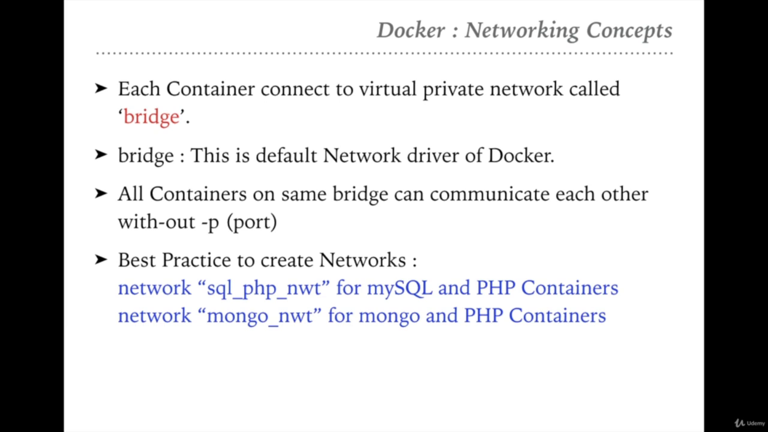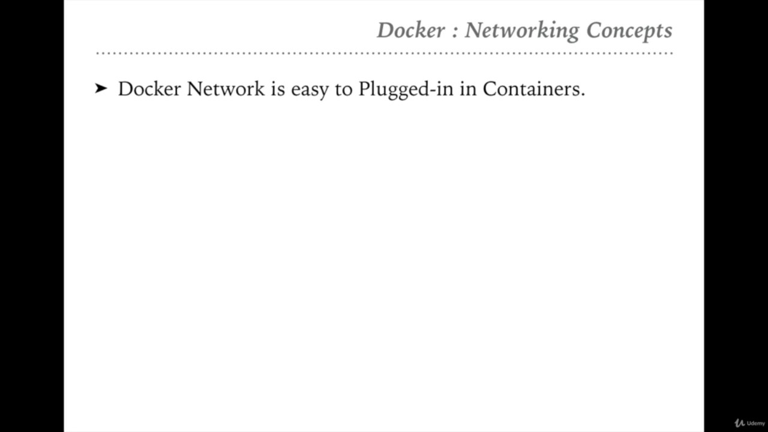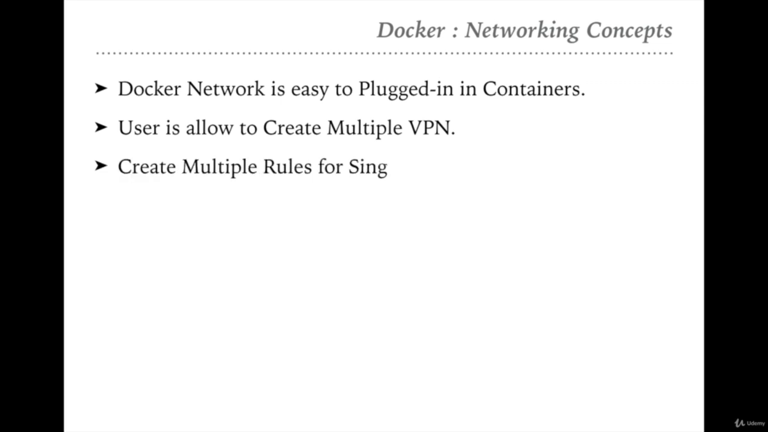So over here, we are providing security to my containers. We are defining the rules and the policies, how the containers will communicate to each other and which container will communicate to which container. Docker networks, or you can say the network in Docker, is easily plugged into the containers. We can say the user is allowed to create multiple virtual private network bridges in Docker. In the same way, you can create multiple rules for a single network.